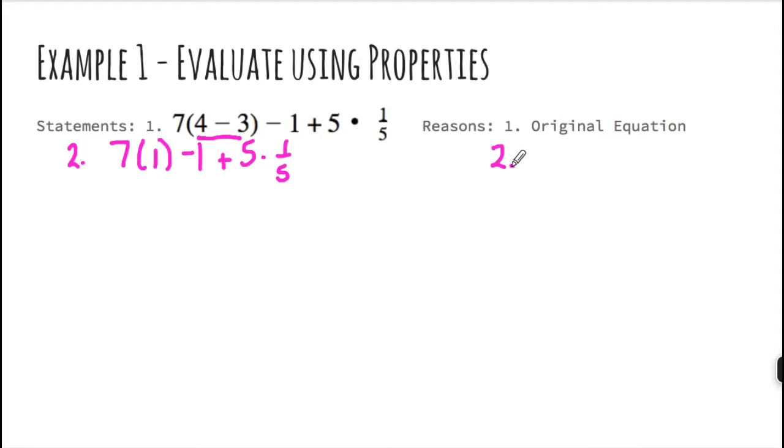And that reason is going to be substitution. Substitution says that 4 minus 3 is 1, so I can replace 4 minus 3 with 1. It didn't match any of my other properties, so I get to use substitution.